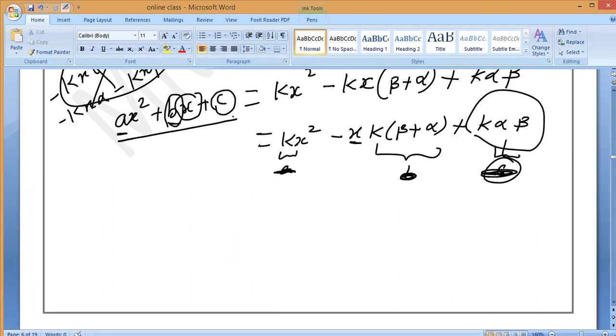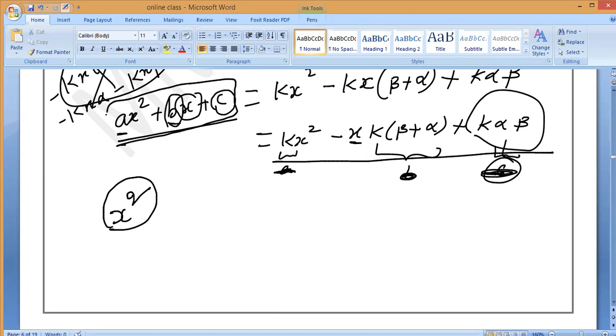Compare these two equations. Compare the quotients of x square. What is the x square quotient in first equation? A. In this equation, x square quotient is A, and here the x square quotient is k. So the ratio is A by k, which is equal to the x square quotients ratio.